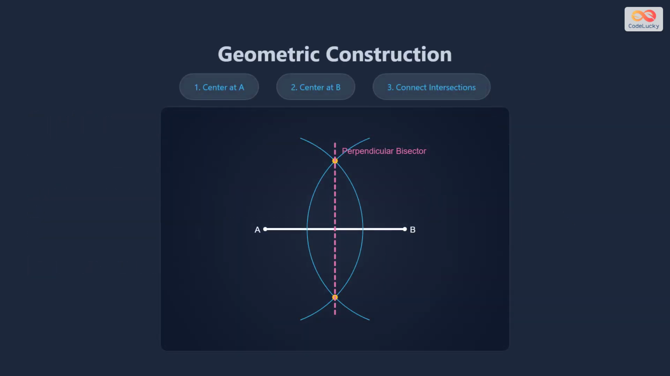Constructing this line is a classic exercise. By placing a compass at point A and then at point B, and drawing arcs with the same radius, we find two intersection points. Connecting these points gives us the perfect perpendicular bisector without measuring numbers.